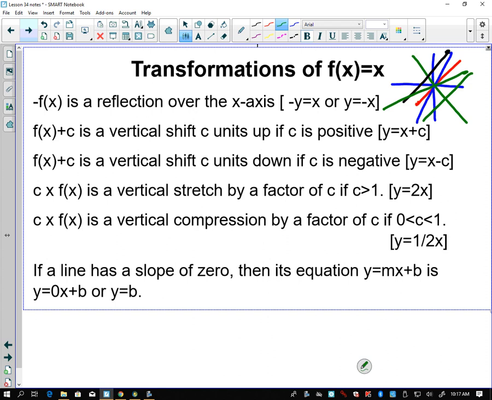So if a line has a slope of 0, then its equation y equals mx plus b becomes y equals 0x. What's anything times 0? 0, so y just equals b. So anytime I get an equation where y equals any number, this is a horizontal line.